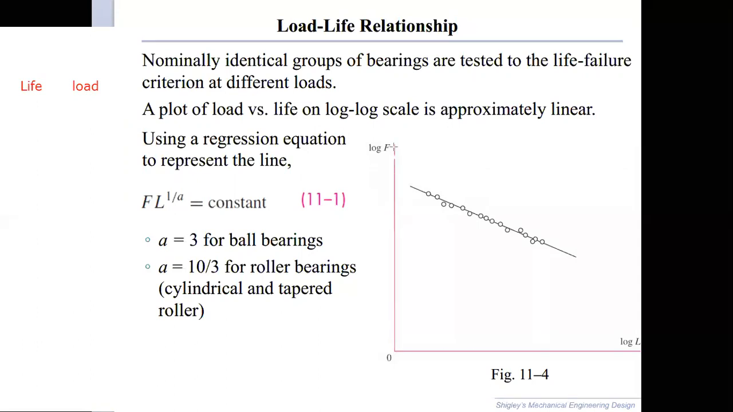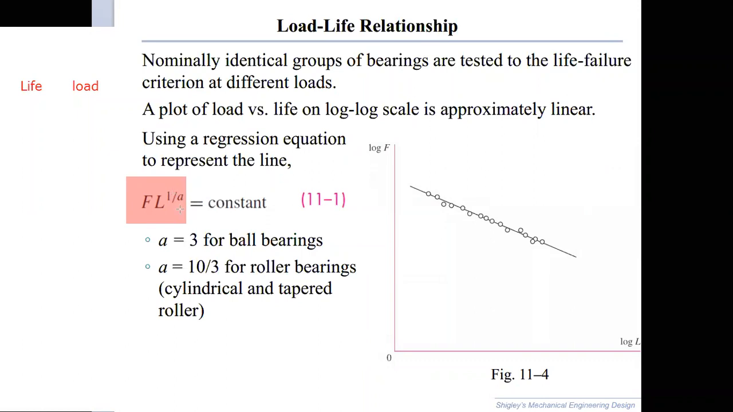we get a straight line, okay, which is this one, and then we can elaborate this straight line with the help of an equation. That equation is in a log-log scale. If we write the equation for a straight line, then F, which is this one, multiplied by L to some power will be equal to a constant. Okay, so that is the straight line equation in a log-log scale.